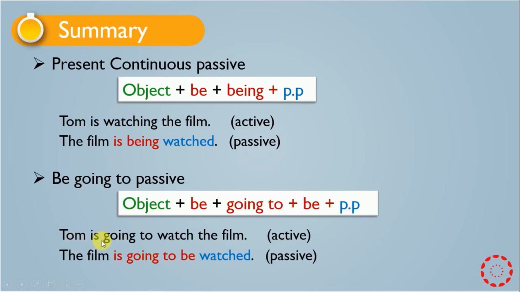Look at the first example. Tom is going to watch, watch is a base here. The film is an object. We say the film is because it's singular. We say is going to be. We change the verb from present to pp. Watch became watched. And this is all about the present continuous passive and be going to passive.